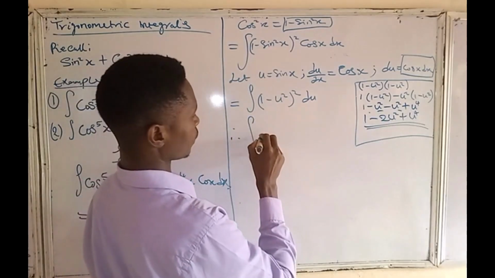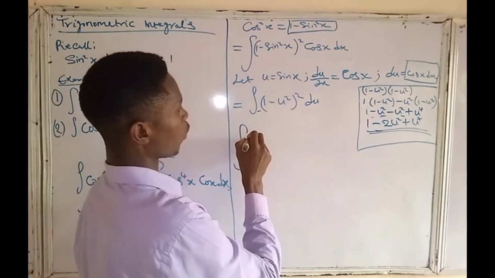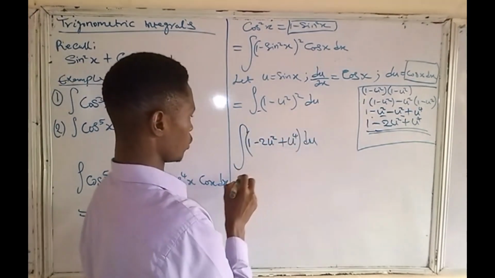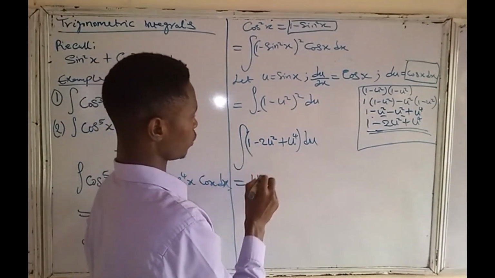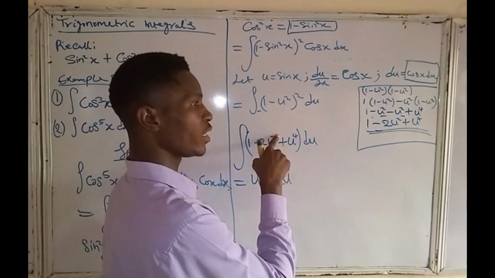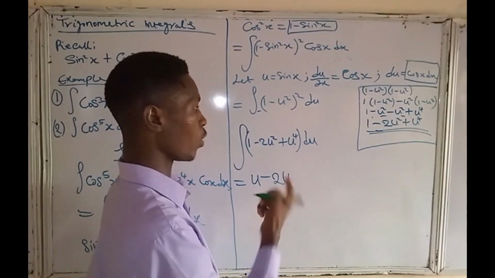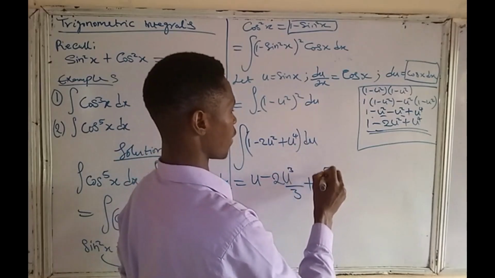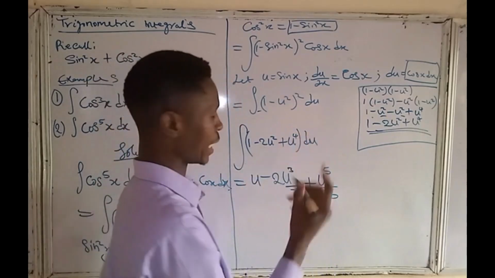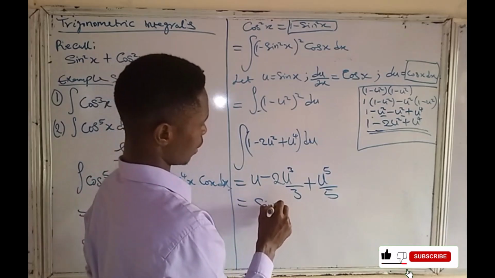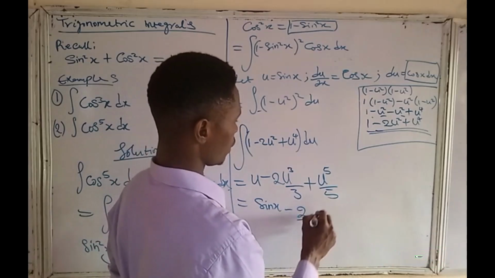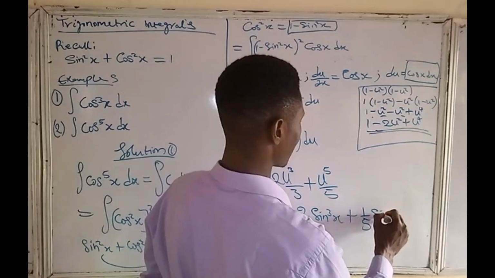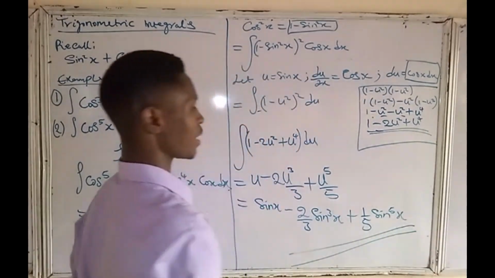Say therefore the integral of 1 minus 2u squared plus u power 4 du. So if we integrate, this is a constant term, it becomes u minus 2u. This is going to increase by 1 and have a denominator of the power. So this is u cubed all over 3, plus the same thing will happen here, u power 5 all over 5. But u is what? sin⁵x. So this is going to be sin⁵x minus 2 over 3 sin³ plus 1 over 5 sin power 5x. So this is our answer.